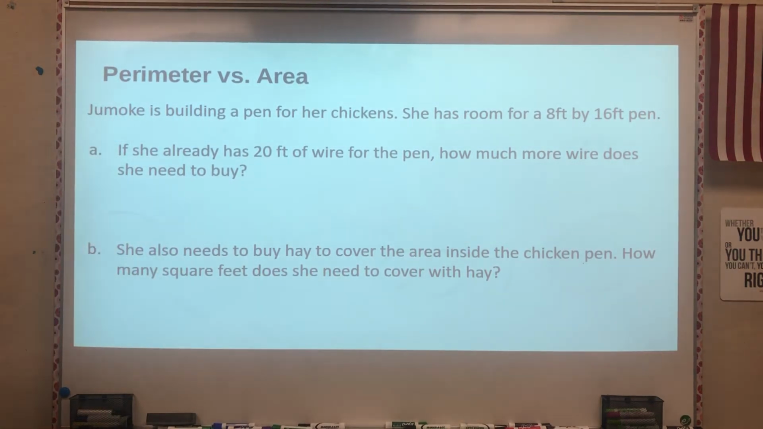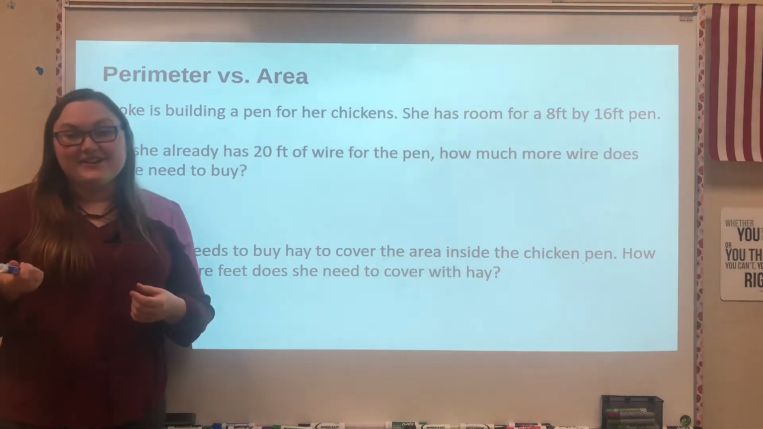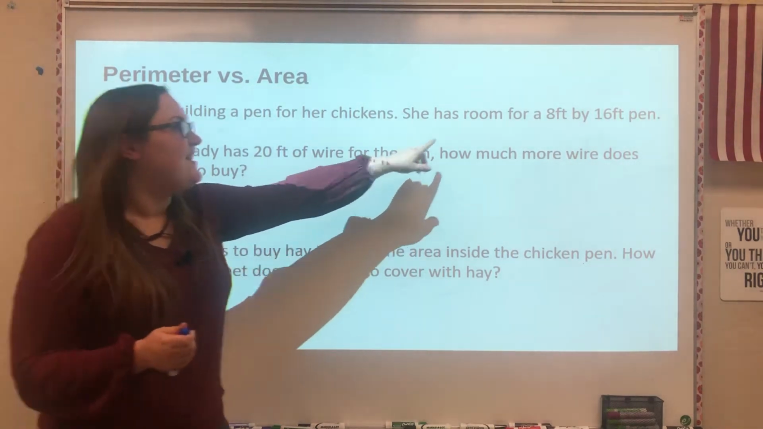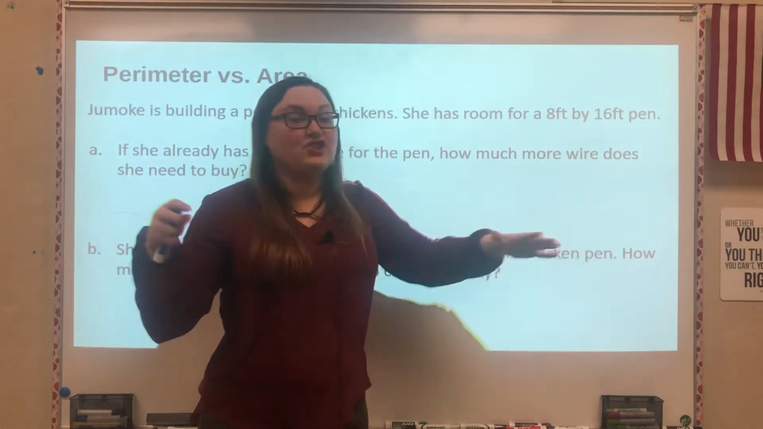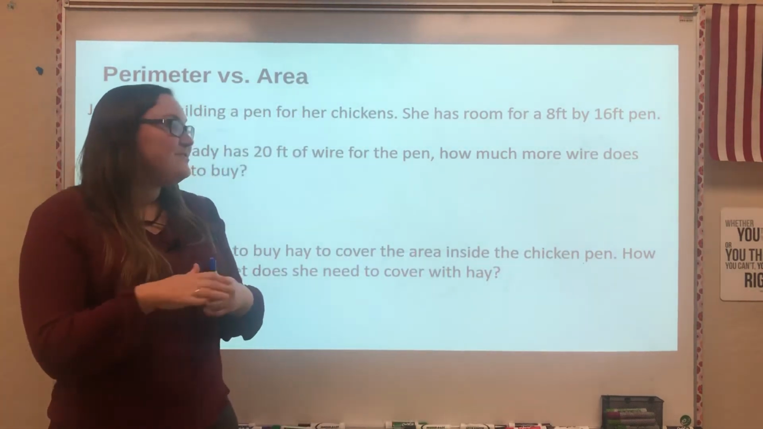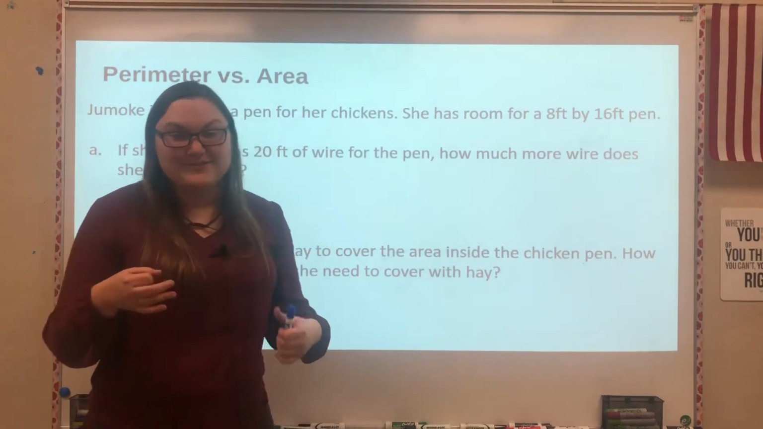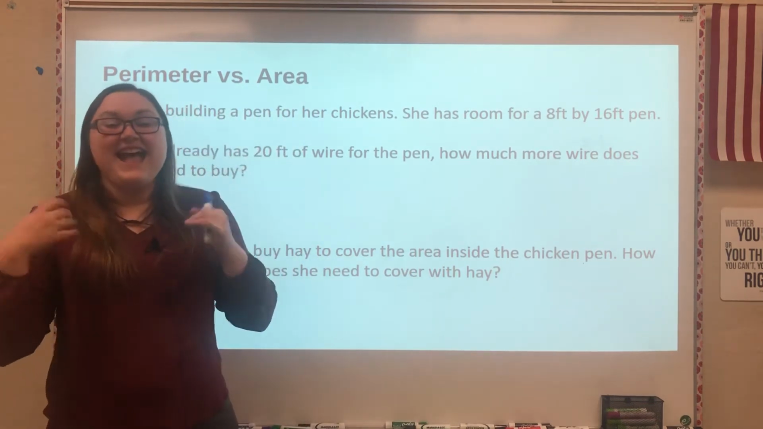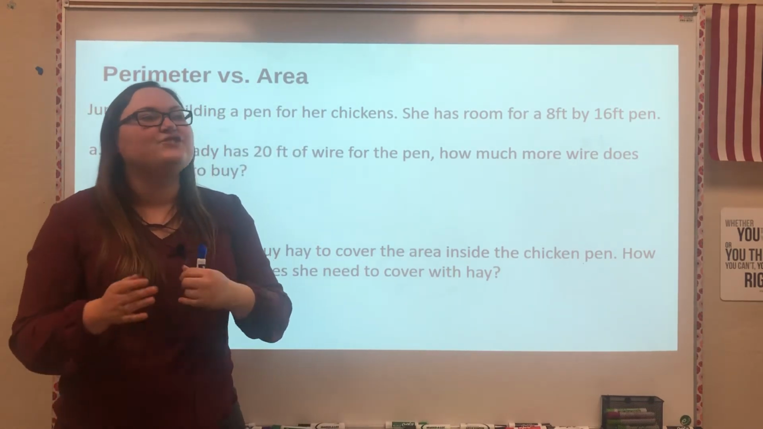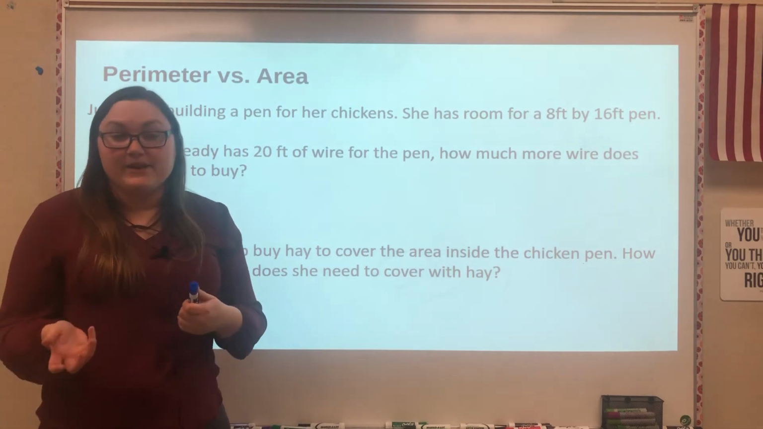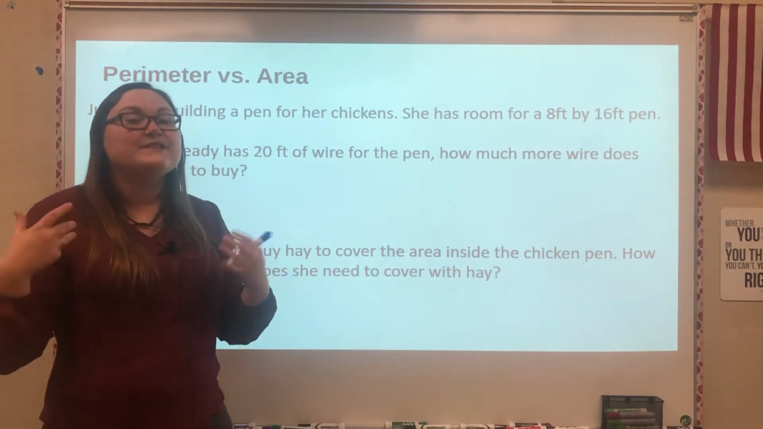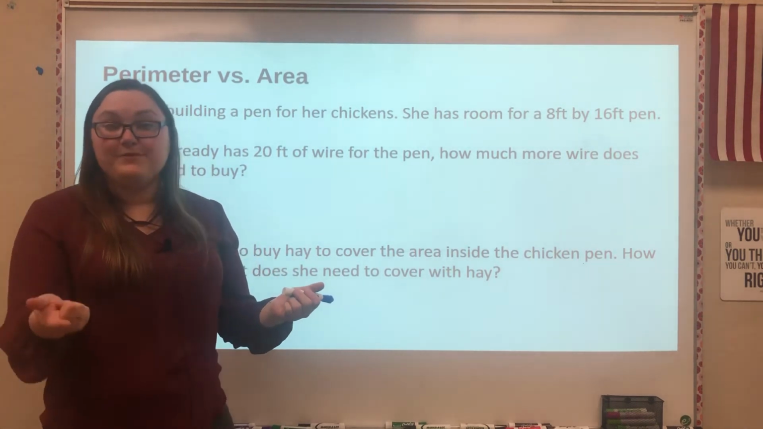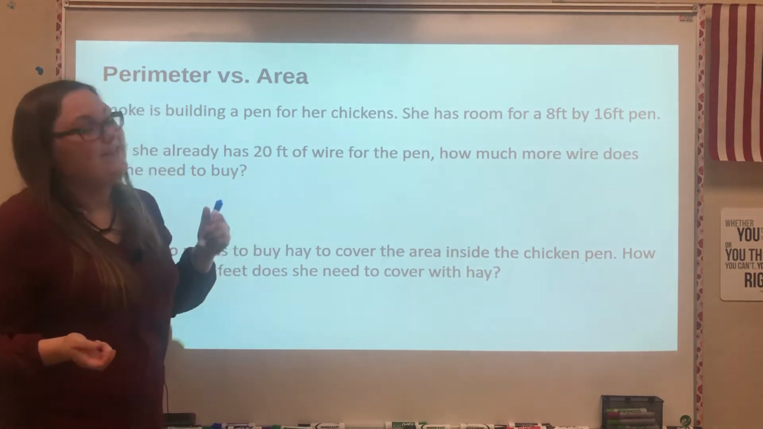Okay. For questions like these, what I was going to say earlier is if you start seeing measurements describing a shape or a space, you see the words length and width, you see the words perimeter and area, anything like that, my advice is just start off by drawing yourself a picture. It's going to help you visualize what they're talking about, which is going to help you visualize what you need to do to find the answer.